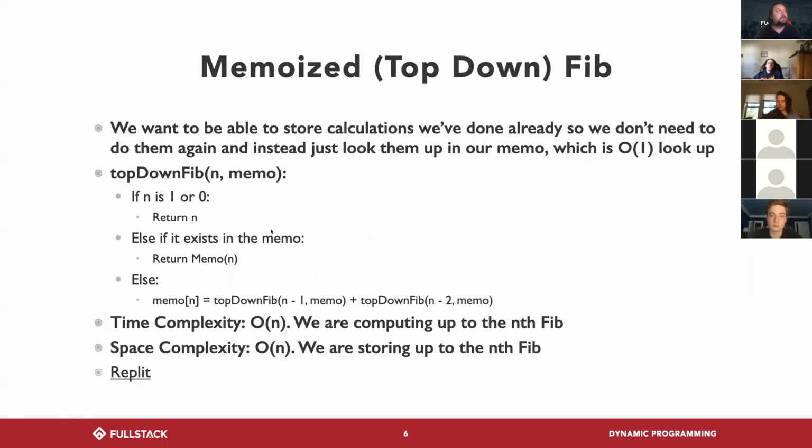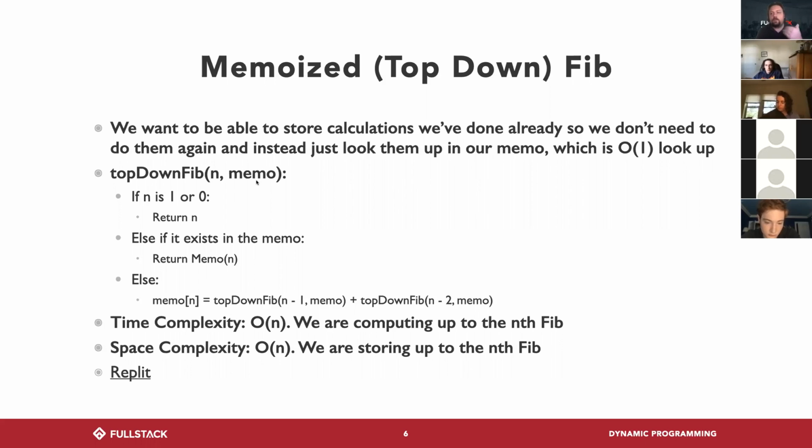So we want to be able to store the calculations that we've done already, and then we don't need to compute them again. We can just look them up in our cache, in our memoized store, which is an O(1) lookup, right? Depending on what you put it in, sometimes you put it in a matrix, sometimes you put it in an object, but you want the lookup to be constant time.